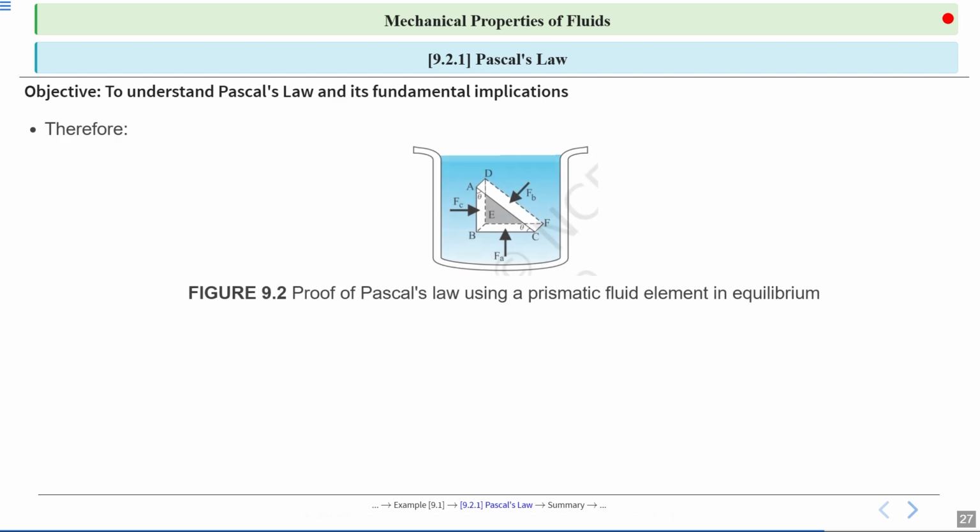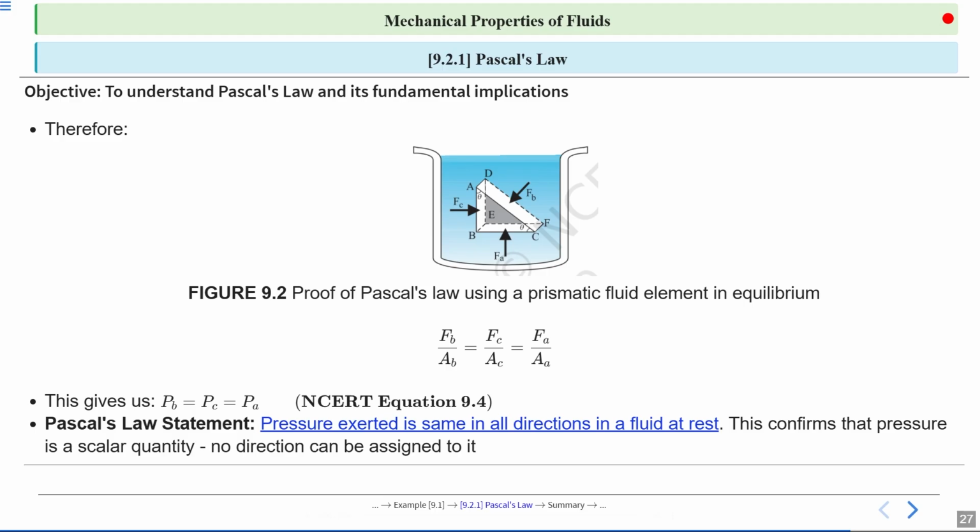Now, here, for the prismatic fluid, we can see FB upon AB is equal to FC divided by AC equal to FA divided by AA. This equation tells us that the pressure exerted by the fluid is the same at all points on the prismatic element. Each term represents the force per unit area, which is the definition of pressure. So this gives us PB equal to PC equal to PA.